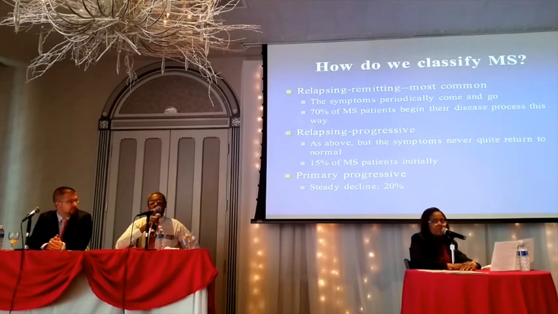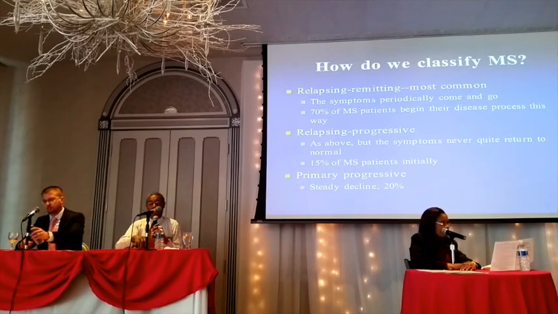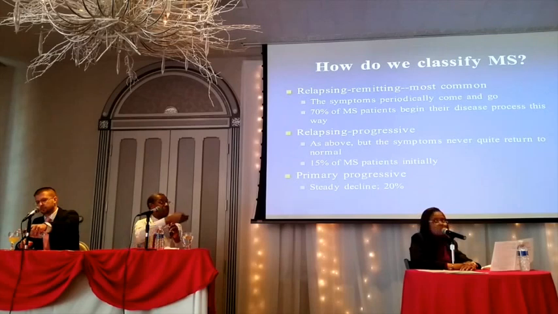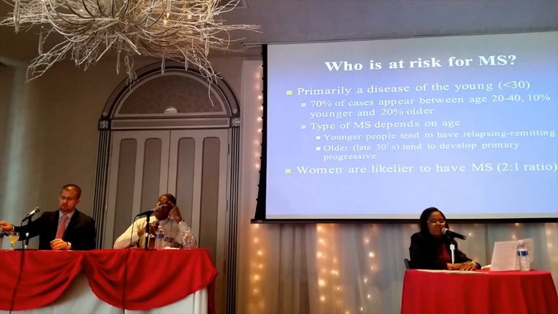And then there's primary progressive multiple sclerosis. Primary progressive multiple sclerosis tends to manifest in people who are older, and by older, I mean people in their 30s and 40s typically. The older you are when you first manifest with multiple sclerosis, the more likely you are to have primary progressive. The younger you are with MS, the more likely you are to have relapsing remitting, which we think has a better prognosis. So this is how we classify multiple sclerosis.